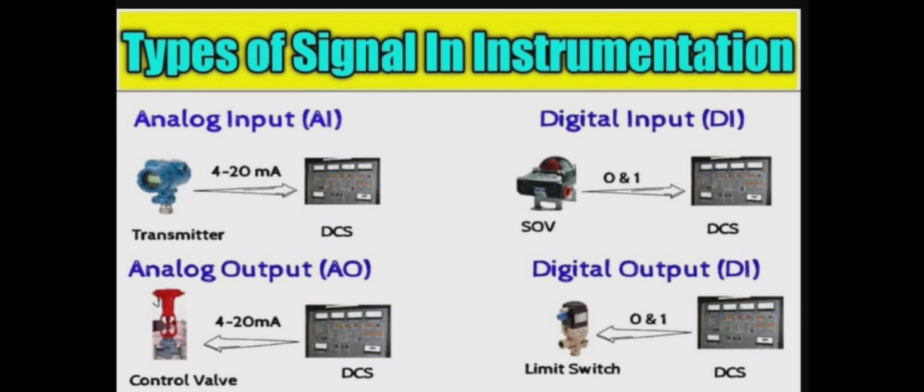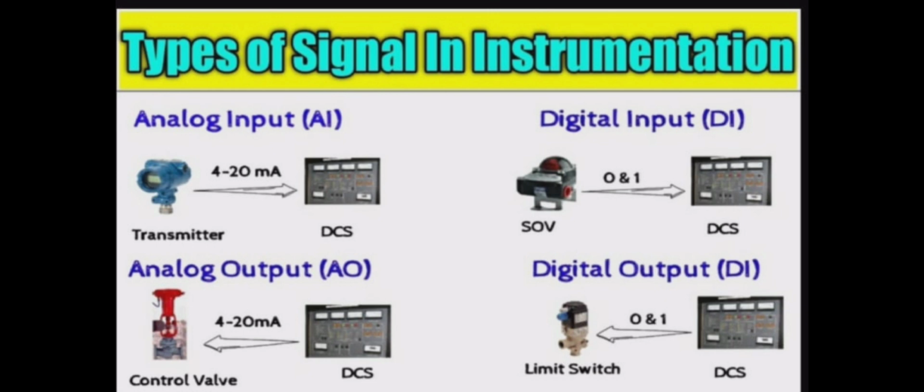If my pressure is 5 bar, then what will it indicate? In between 0 to 10 volt, it will indicate 5 volt, or whatever the programming has been done, or whatever the parameters are set. Okay, then what is analog output?